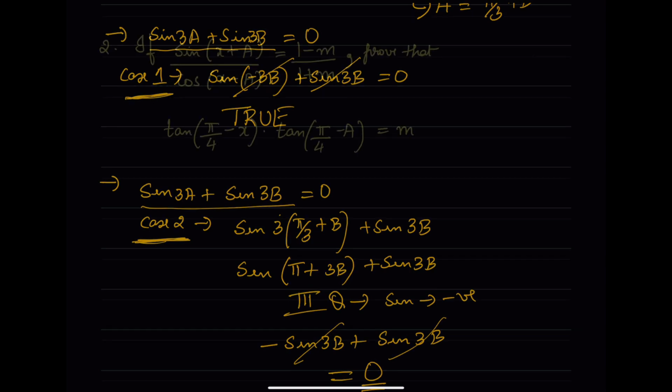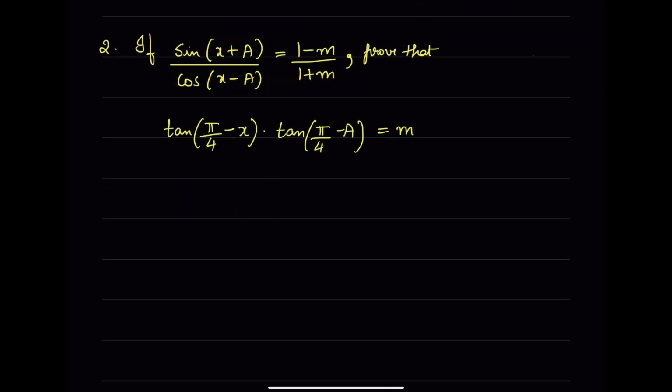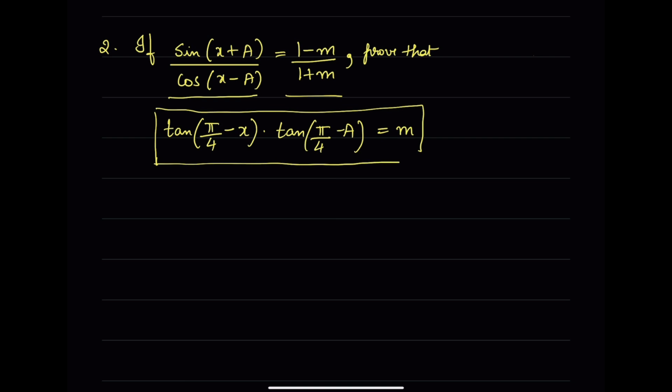Now let's try the second one. In the second question, the information given to us is sine of x plus a by cos of x minus a is equal to 1 minus m by 1 plus m. Using this information, we have to prove tan of pi by 4 minus x multiplied by tan of pi by 4 minus a is equal to m. Now let's see how we can use this information.